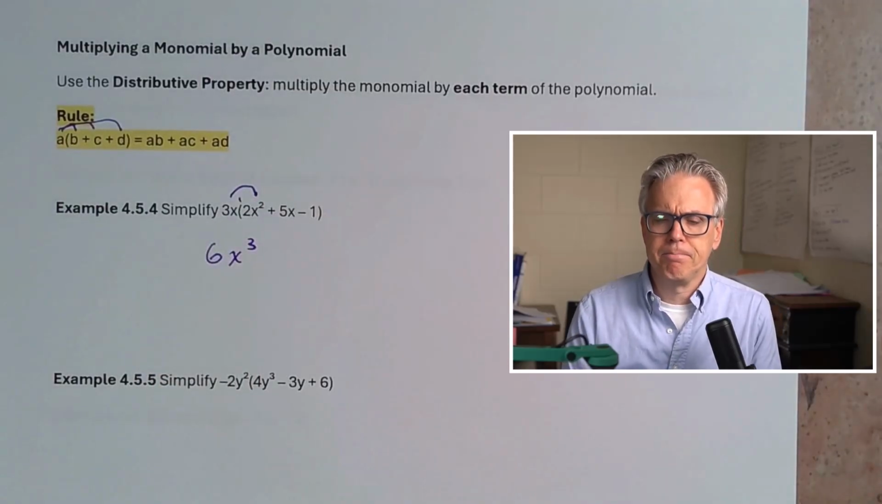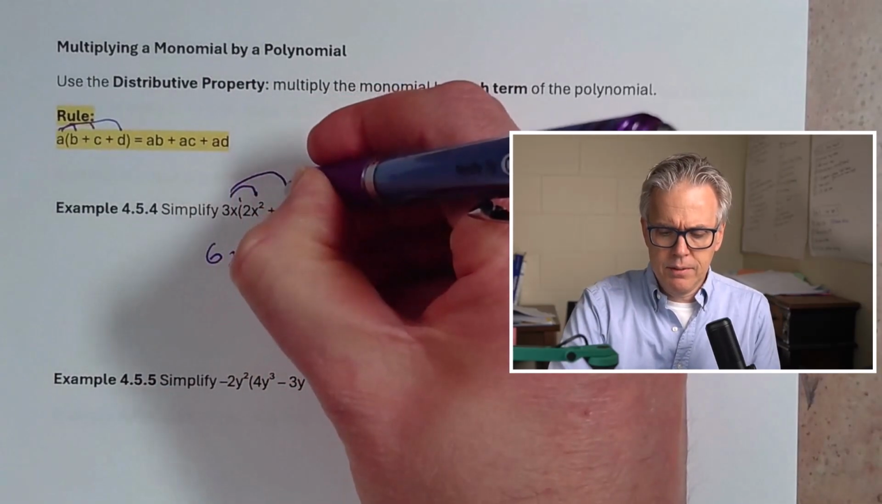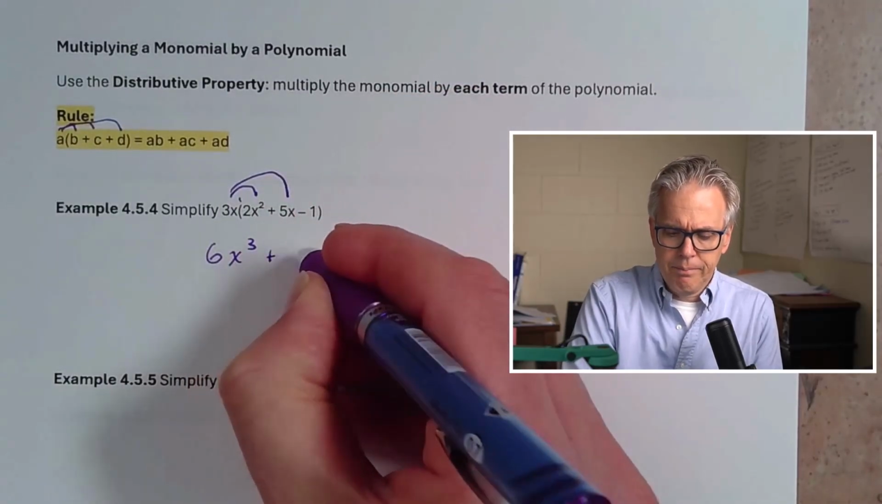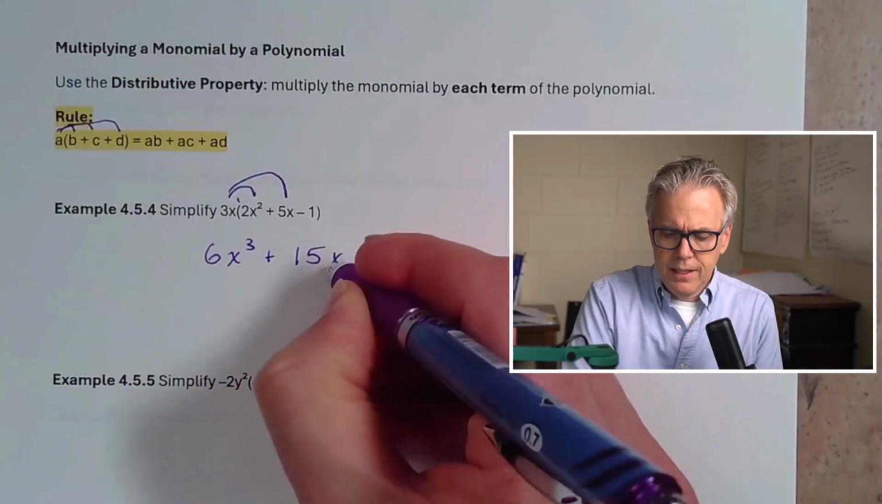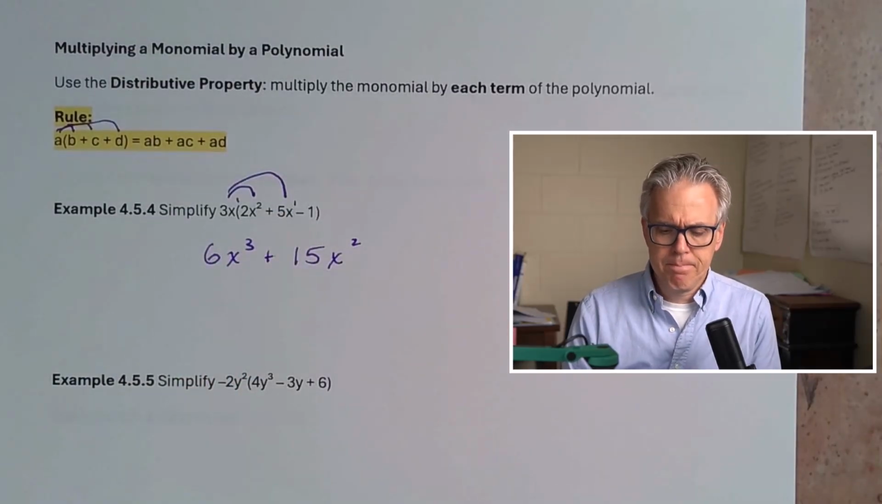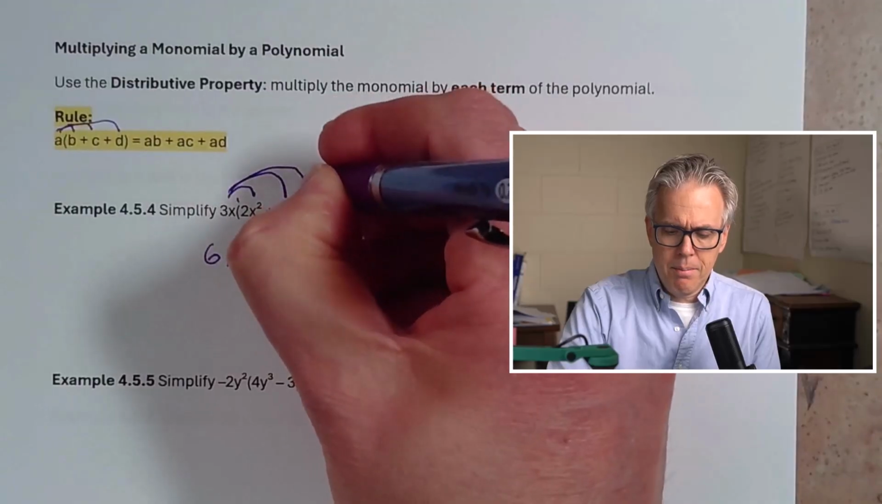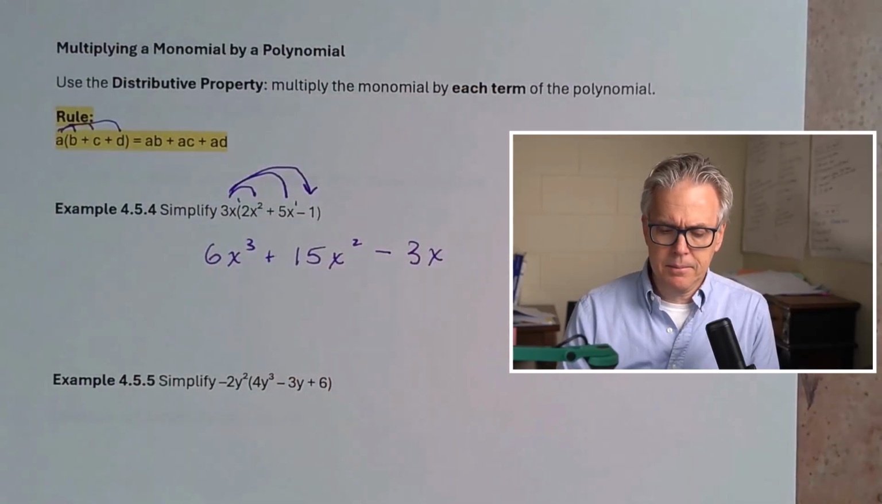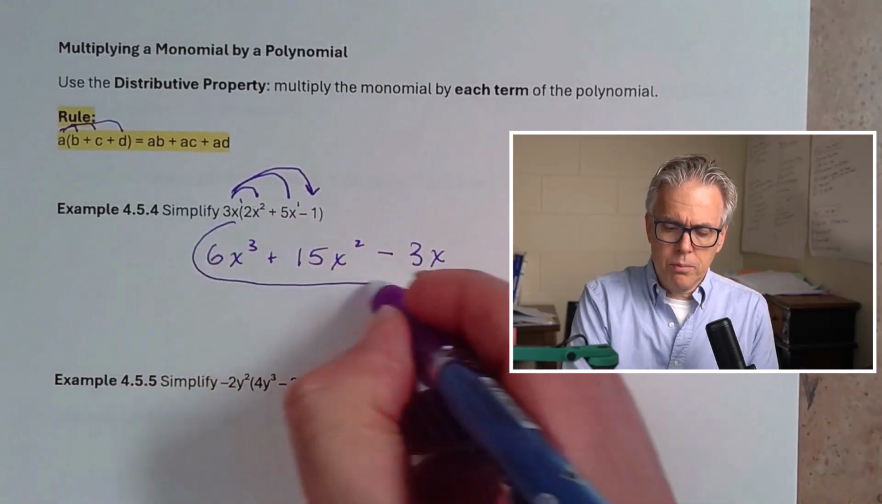That's not there. And then 3x times 5x. So 3 times 5 is 15. Bring your plus sign down. 15x squared. Again, understood 1 here. We'll pencil that in. And then 3x times a minus 1. Just careful with your signs. We'll get a minus 3x. Next, we'll go ahead and circle.